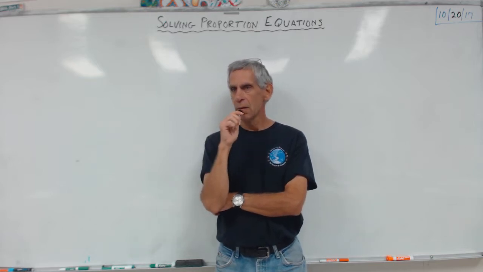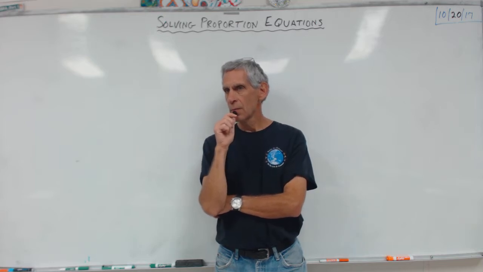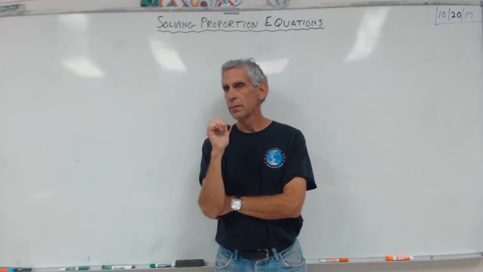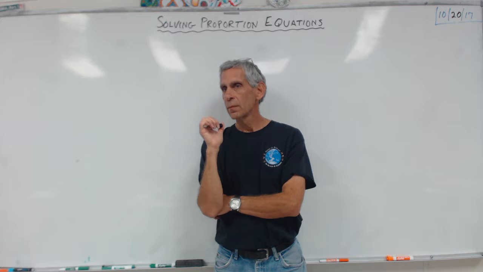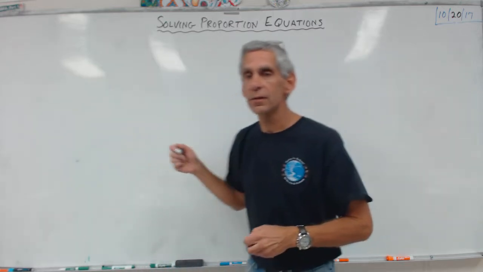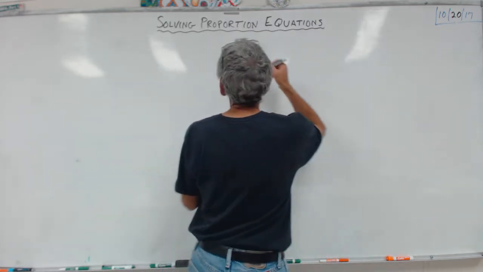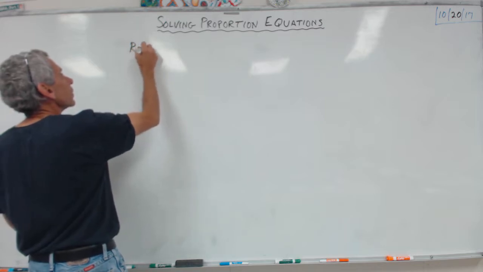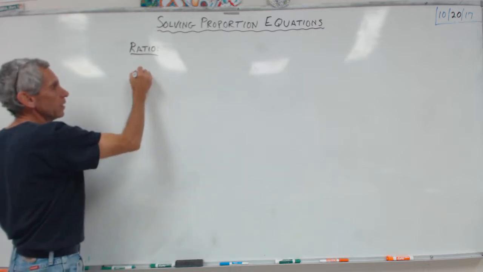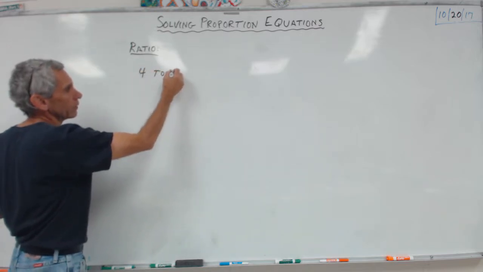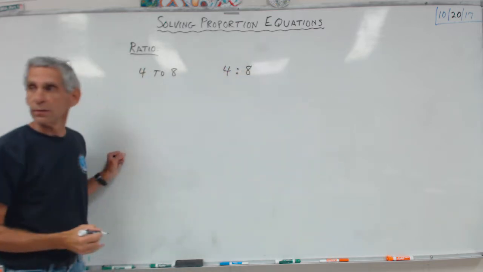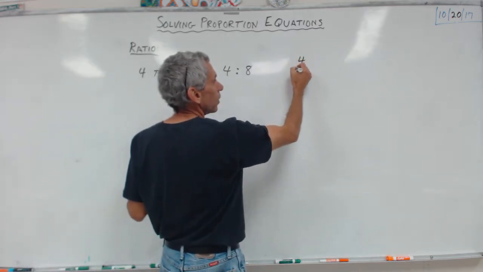I'm taking a guess here, but ratios are like something to something, like 5 to 3. Proportions are something like 3 to 3, or even. Okay, sort of. First of all, let's just talk about it. A ratio can be written in 3 different methods, right? You could say 4 to 8, or 4 colon 8, or you could say 4 over 8.